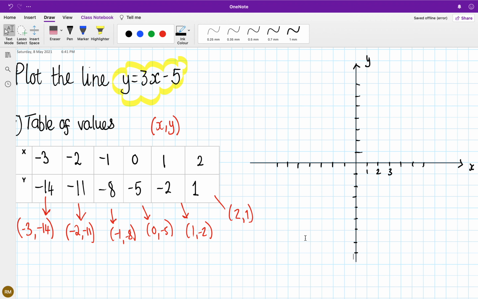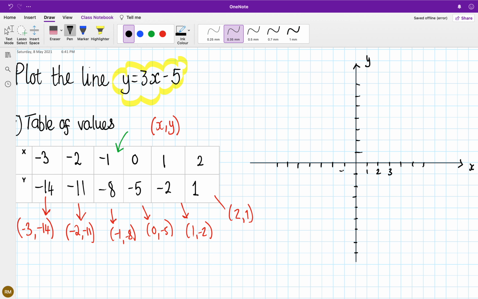Okay, so I need to first of all plot the coordinate -3, -14. Now, just because my graph is smaller, it's not going to be able to fit that -14 on, so I'm going to ignore the first 2 coordinates. So I'm going to now focus on this coordinate over here. So I need to first of all plot -1, -8.